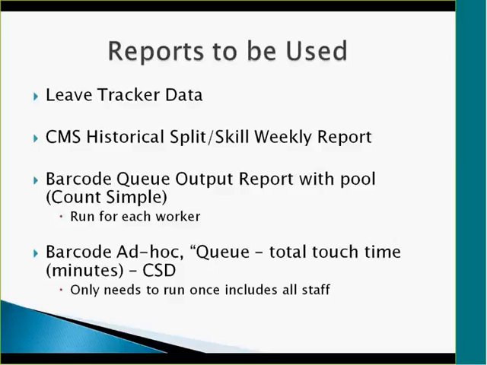The 4 reports that will be utilized by the supervisors to complete the weekly tool are leave tracker data, the CMS, which is the call management system, historical split skill weekly report, and this is only used for our navigator team. The rest of the report is completed with barcode reports. The first one is a barcode queue output report and a field office report. We're using the queue output report with pool and the simple count, and that's run for each worker, and we'll show you how to go through that in just a few minutes.